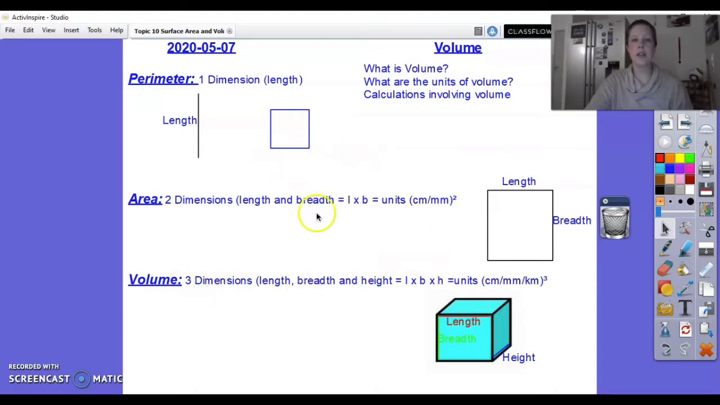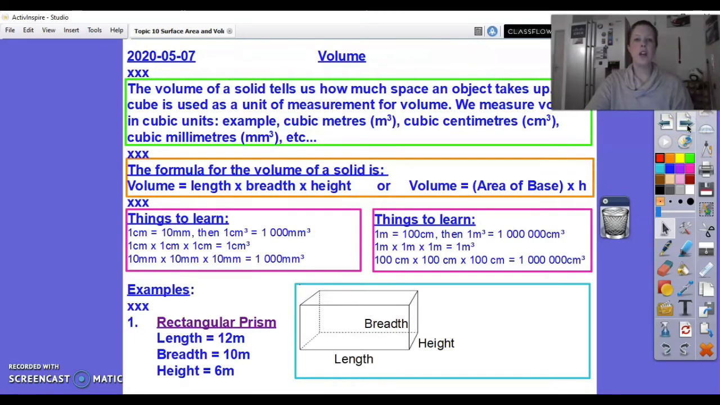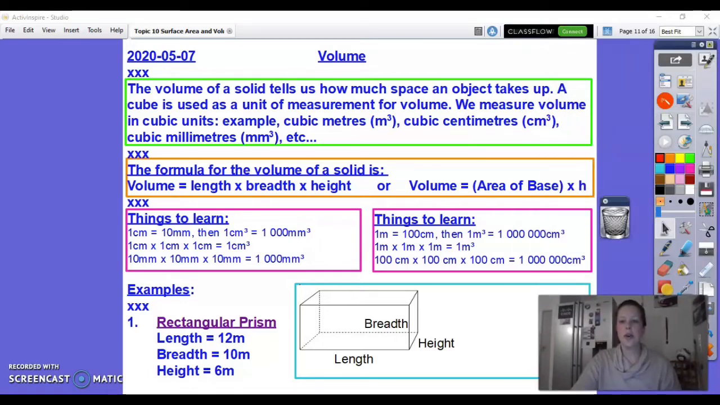Now you've got a little bit of background on volume, where it comes from, by identifying perimeter and area. So let's get a definition of volume. Volume is when we look at a solid and it tells us how much space an object takes up. If I look at this rectangular prism, for instance, I want to know how much space that object takes up. I'm going to go through the calculations with you shortly.